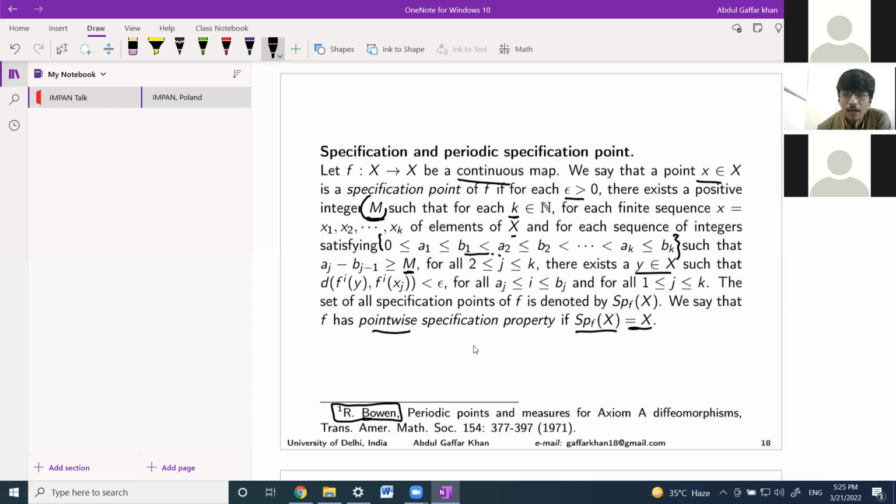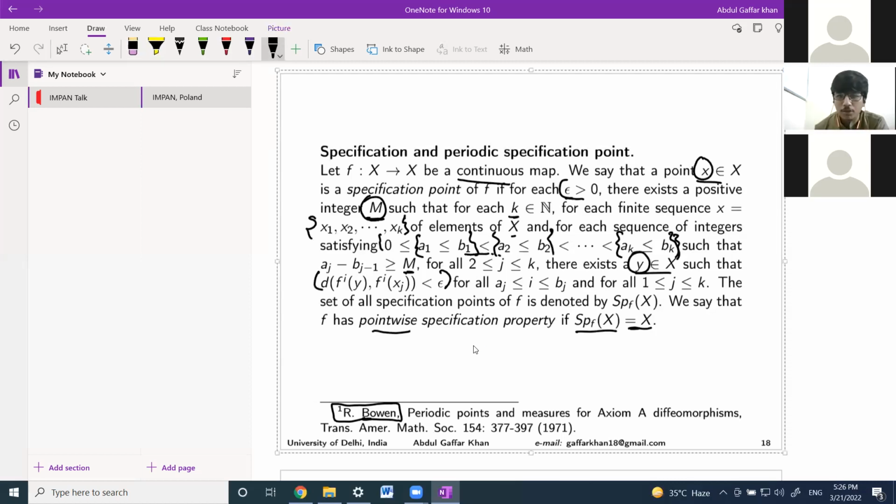If this time gap m does not depend on the choice of point x, that is, for every epsilon we can find a time gap m which will work for every x, then the map is said to have the specification property. If we can choose such a tracing point that traces the pieces of these orbits of the sequence x_1, x_2, ..., x_k, the pieces meaning a_1, b_1, a_2, b_2, up to a_k, b_k, in the following way.